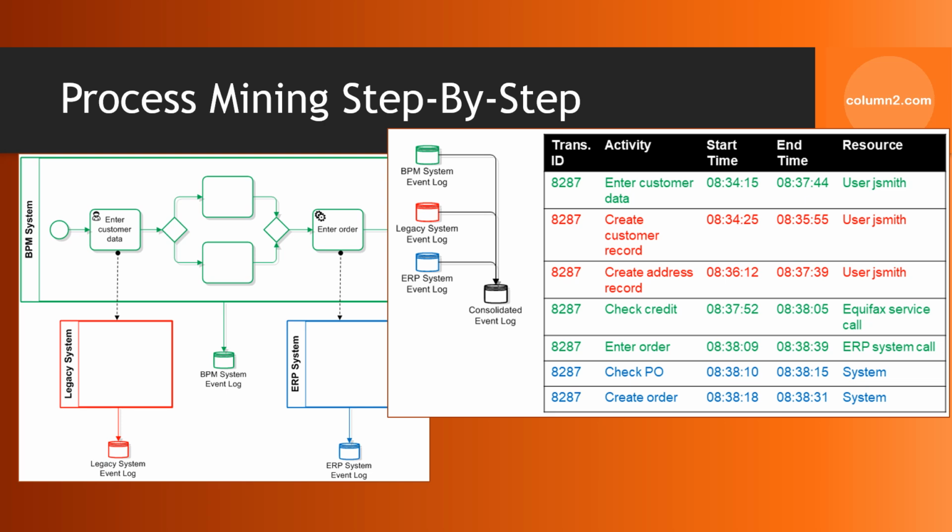But in between those activities, we see the legacy system history log in red, where the customer and address records were created. Then in blue, we see the ERP system history log, where the PO was checked and the order created. This is the consolidated history of everything that happened to case 8287 from start to finish. In reality, there may be many more records from each of the three systems that break these down into more fine-grained activities, but I'm just trying to show the key concepts here.